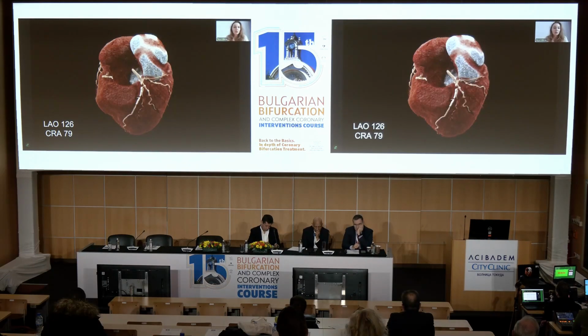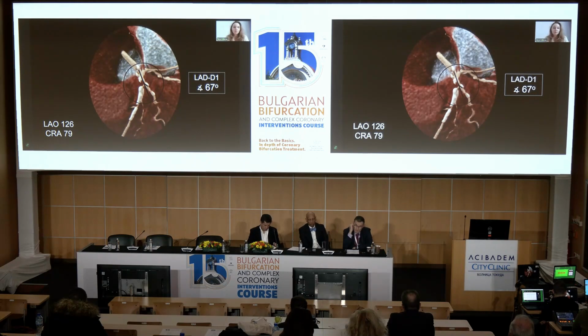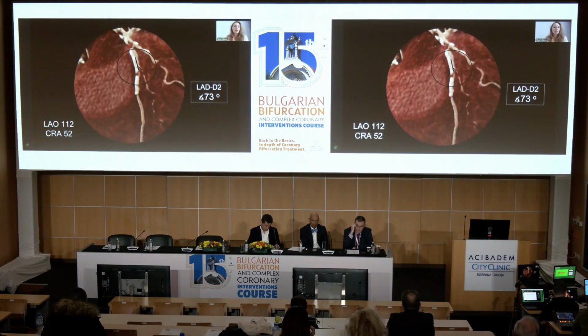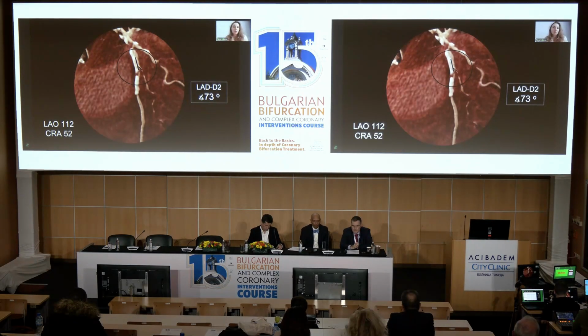Later, if we look at the LAD and first diagonal, here we again find a very weird angulation. However, it allows a beautiful visualization of the bifurcation, with the angle between the LAD and D1 a little bit steeper. We can as well measure the minimum lumen diameter of the first diagonal. We can also evaluate the second bifurcation with D2, which is kind of small. And with all this information, we go into the cath lab.